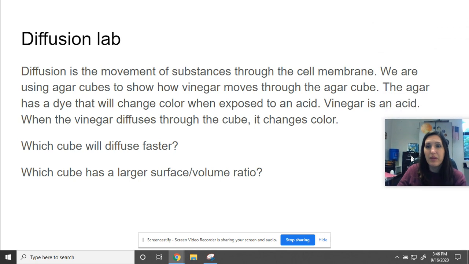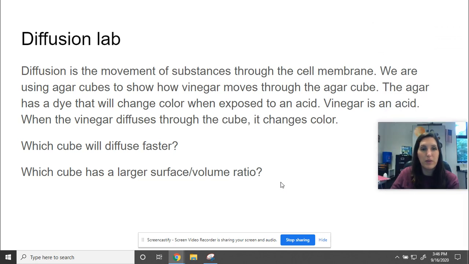In class, I would have done a diffusion demonstration for you all, and I'm sorry. Diffusion is the movement of substances through a cell membrane, and we're going to use agar cubes and vinegar to move through the agar cubes. The agar has a dye in it called bromothymol blue, and when it gets exposed to an acid, which the vinegar is, the cube changes colors. By the way, is it a chemical or physical change when something changes colors? If you guessed a chemical change, then you're correct.